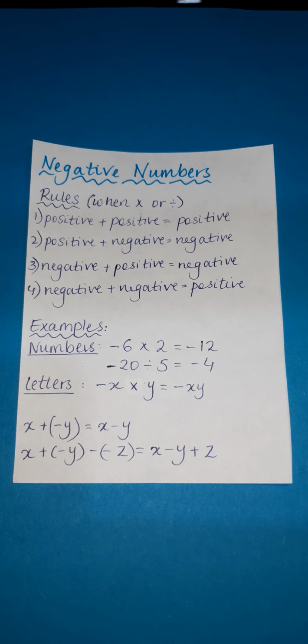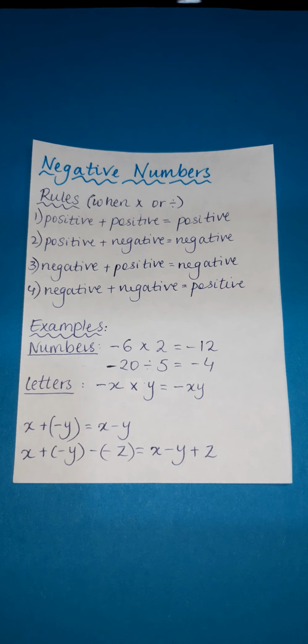So another way we can use these negative number rules is when we have a plus and a minus together. So for example, here right at the bottom of the page, we can see that we have x plus negative y. So we can use the rules and we can see that a positive and a negative makes a negative. So the answer is x minus y.